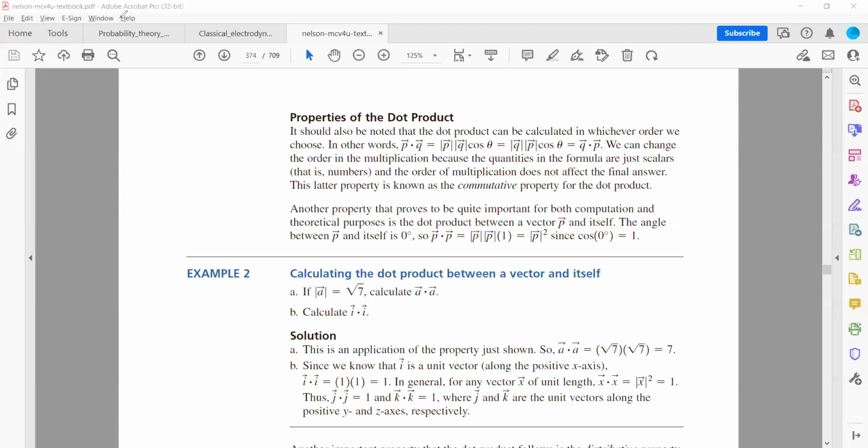Another property that proves to be quite important for both computational and theoretical purposes is the dot product between a vector P and itself. The angle between P and itself is 0. So basically, the dot product would be equal to the square of the module, or the square of the magnitude, of its own vector. And here they say that cosine of 0 degrees equals 1. Please remember, this is a very important table value. You're going to see it a lot.